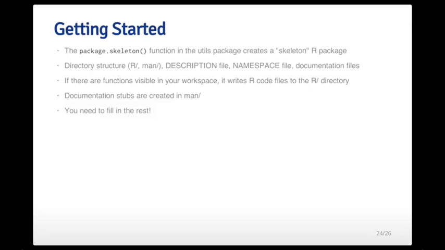And it will put some documentation files in the man directory if you have any functions that are visible in your workspace. So by default, it takes all the functions that are in your workspace and writes them out to the R directory and the man directory. So if you have a lot of extraneous functions in your workspace, you don't want to run this function. But if all the functions that you have in your workspace are ones you want to put into the package, then it will automatically do all that for you. So then all the documentation stubs are in the man directory. You just have to edit them to customize them to your needs. And so you need to fill in all this extra stuff.